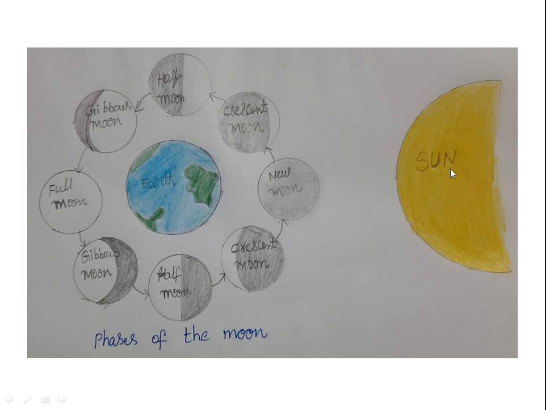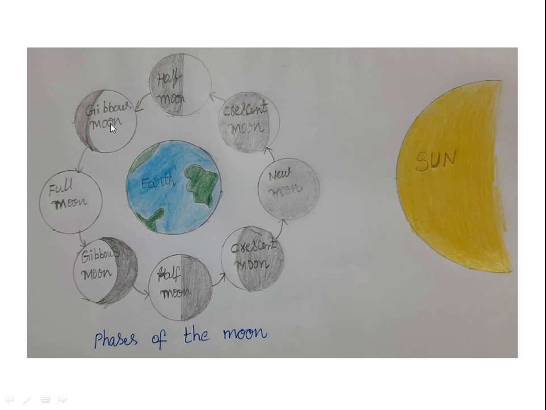See here, this is the sun and these are all phases of the moon, and this is the earth. See here, first one, new moon. The moon does not receive any sunlight and hence cannot be seen from the earth. This is the new moon. Crescent moon. A small portion of the moon can be seen from the earth. This is the crescent moon. Half moon. Half of the moon can be seen from the earth. This is the half moon.